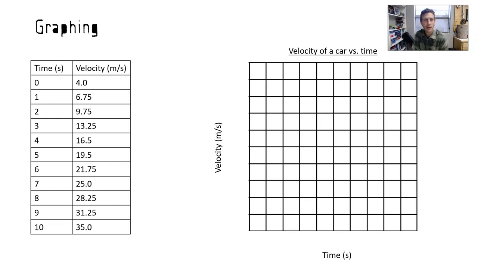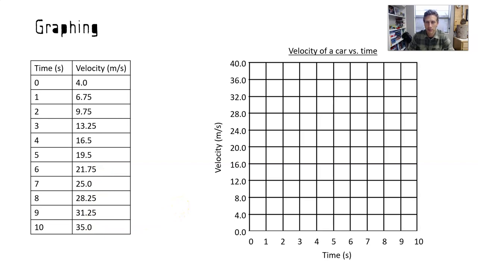Okay. So now what we want to do is figure out what numbers to put along our axes, because we don't want to be squishers. We don't want to squish our data down into one corner. We want to spread it out so we can see it. And look at that. Whoever made this question gave us 10 seconds and 10 along here. What a day. Velocity, our lowest velocity is 4. Our highest is 35. So how about that? 0 to 10 along the x, 0 to 40 on the y.